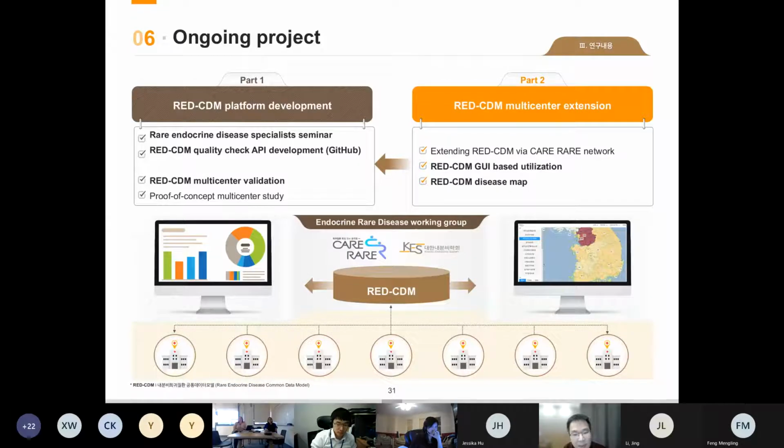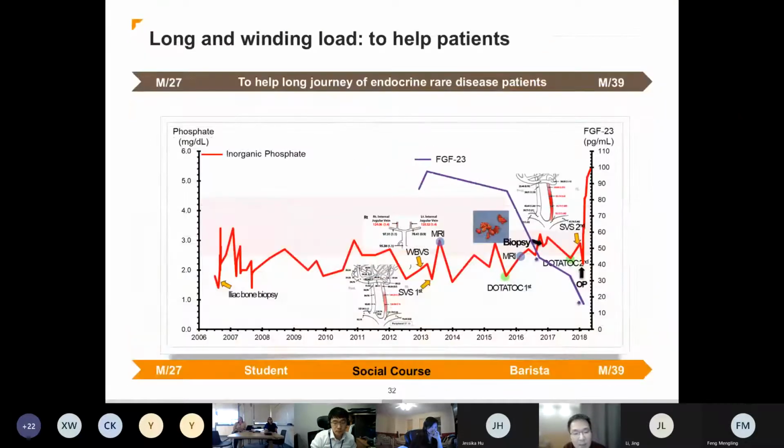So the ongoing project is like that, and we're now targeting multi-center validation of the phenotype and operational definitions, and we want to build a kind of disease map linking to the Korean claim database. However, I'm not sure whether it is possible, but we're still trying hard. And the ultimate goal is just to help patients and adopt early interventions and pharmaceutical interventions with a more informative map of these patients, how many patients in Korea, how many patients are distributed where. Then with that information, we can shorten the diagnosis and improve the treatment for these patients, and that's our goal.